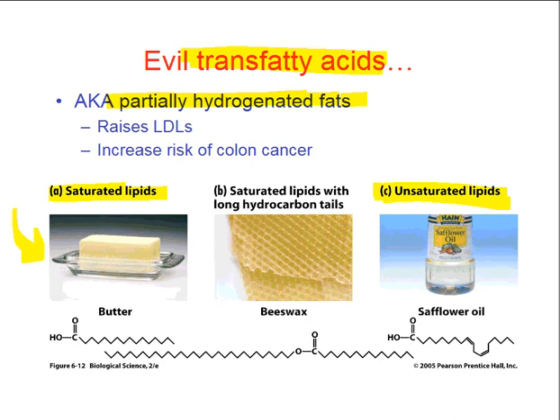Partially hydrogenated fats are very interesting. They have been chemically modified in order to behave more like a saturated fat. So we start out with an unsaturated fat, one that's oil or liquid at room temperature, and we chemically force more hydrogens to bond to that lipid. And when we do that, it stops behaving like a liquid at room temperature and begins behaving more like a solid at room temperature. Now, why would the food industry do this?